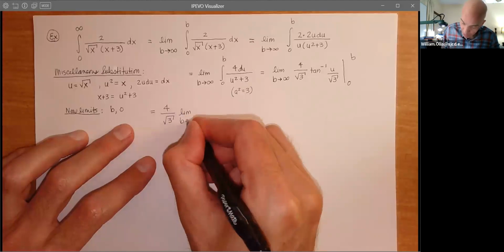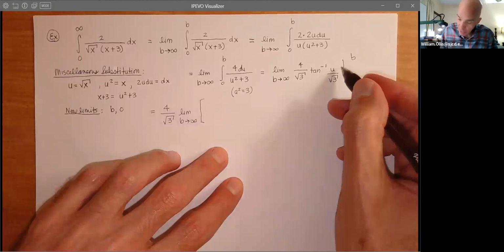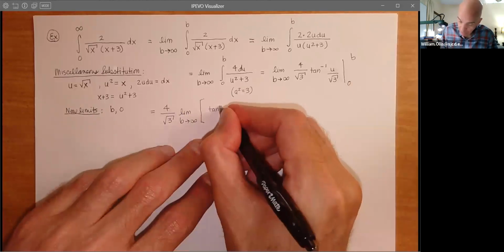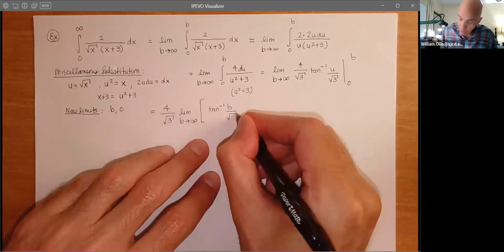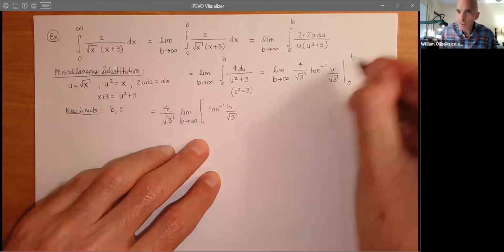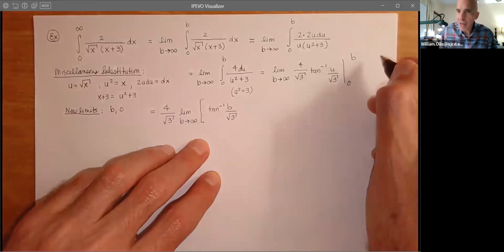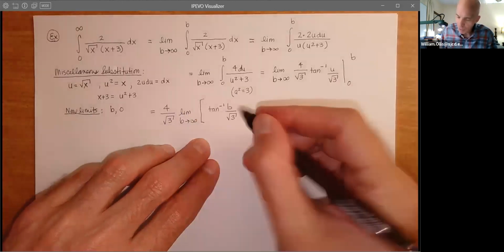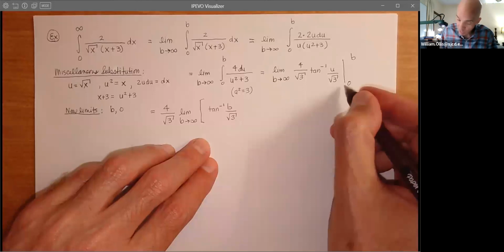Let's apply the fundamental theorem of calculus. So we replace u with b, so we get inverse tangent of b over the square root of 3. Sometimes physicists just put infinity there for b. That's the shorthand I was talking about, which I'm fine with. It would not matter if you did that, but for now, maybe just do it the standard way. And then, of course, we have inverse tangent of 0.